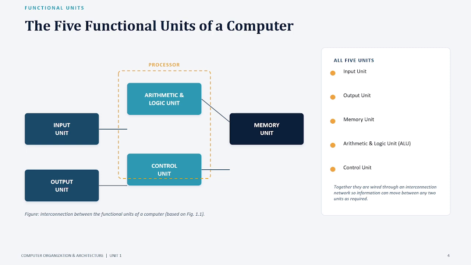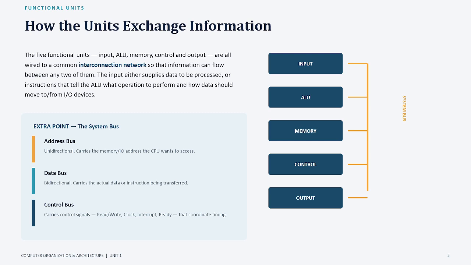Next, we will see the five functional units of a computer. The first one is input unit, output unit, arithmetic and logic unit, control unit, and memory unit. So together, ALU and control unit is called a processor. They are wired through an interconnection network, so information can move between any two units as required.